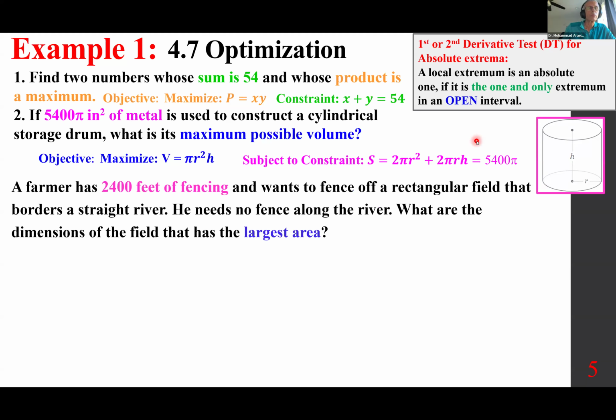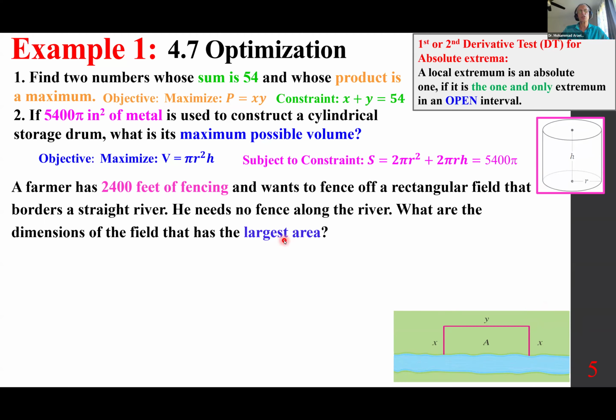Another example that we're going to look at right now from A to Z. A farmer has 2400 feet of fencing and wants to fence off a rectangular field that borders a straight river, and that's the key. He needs no fence along the river. What are the dimensions of the field that has the largest area? So in other words, you draw the setting, okay? X represents the width, Y represents the length.